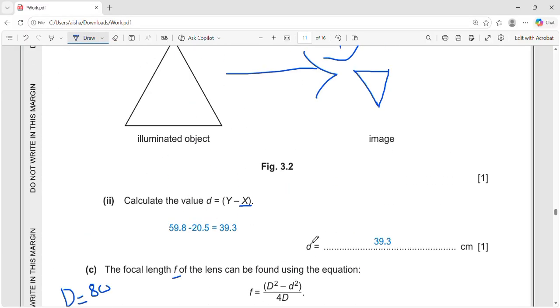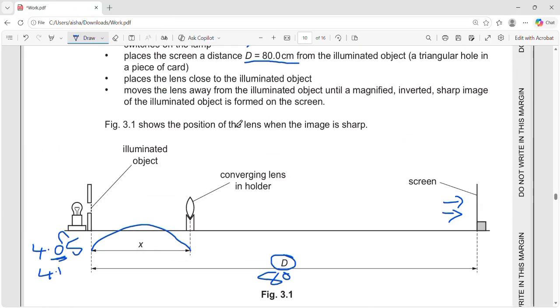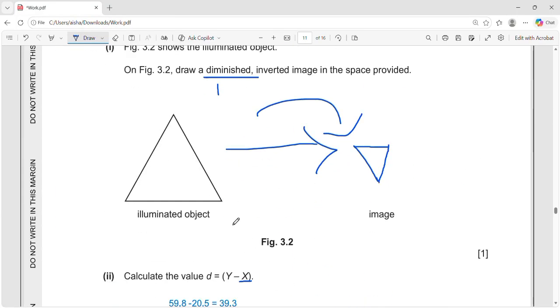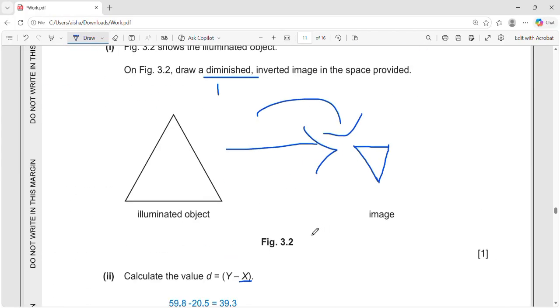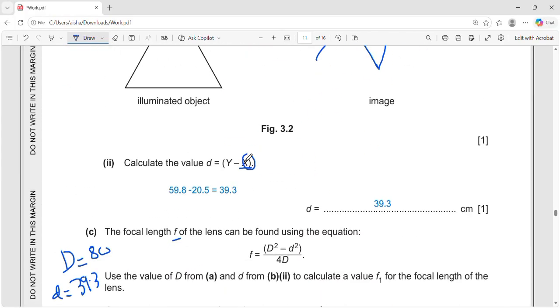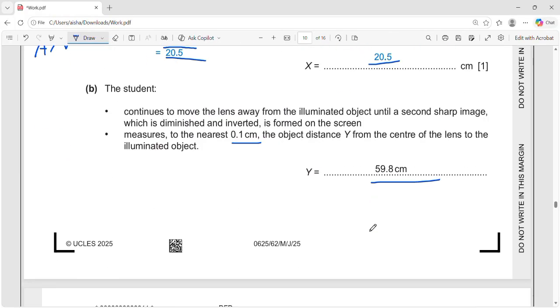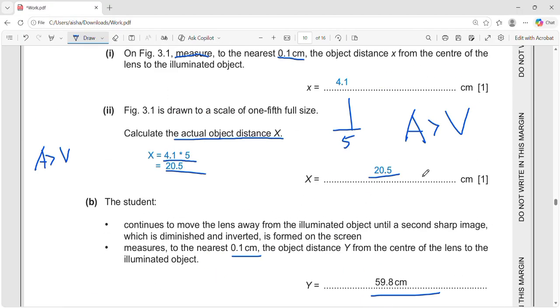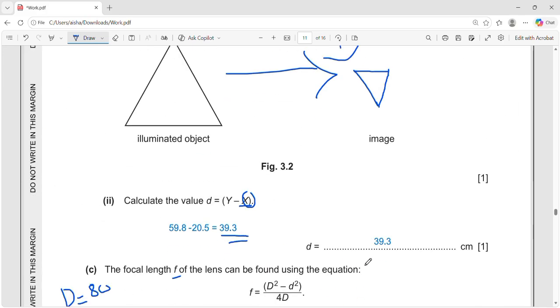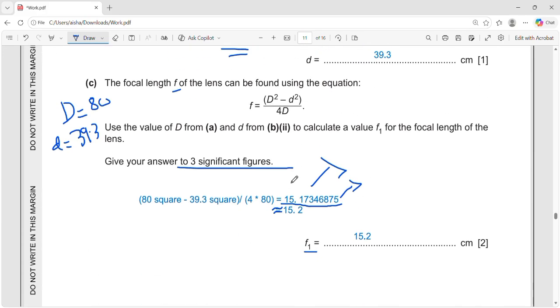Okay, now calculate the value of d. This small d, not the big D, which is 80 centimeter. So that'll be y minus x. Y is 59.8, and then the big X, which is 20.5. So you do 59.8 minus 20.5, which will give you 39.3. If this part is wrong, then the following parts will also be wrong.